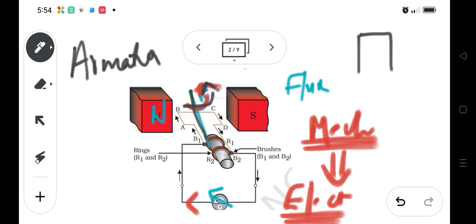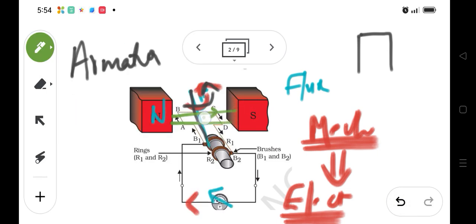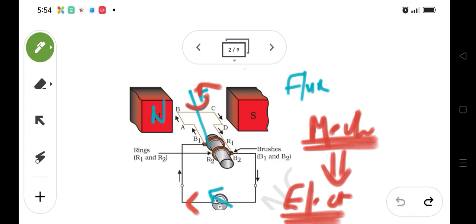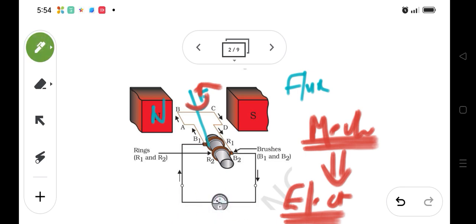So when we rotate it, what happens? The field lines between the permanent magnets get cut, and as a result there is a change in flux. This change in flux leads to the generation of current in the circuit. The current in the circuit is detected by the galvanometer. So that's all about this electric generator.